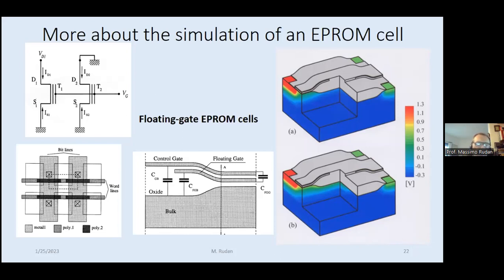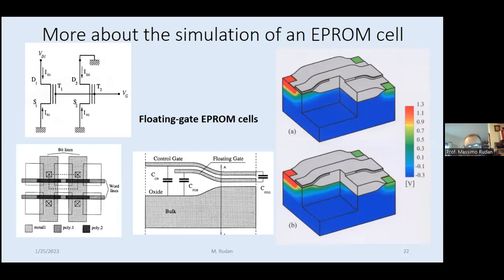If we ground the drain of transistor T2, we expect that transistor T2 will not carry any current, whereas we can operate transistor T1, okay? However, if you look at the right part of the figure, the two color figures A and B, they represent the two transistors side by side. The red part is the drain of T1. And the missing part is the place where the source of T1 would be.